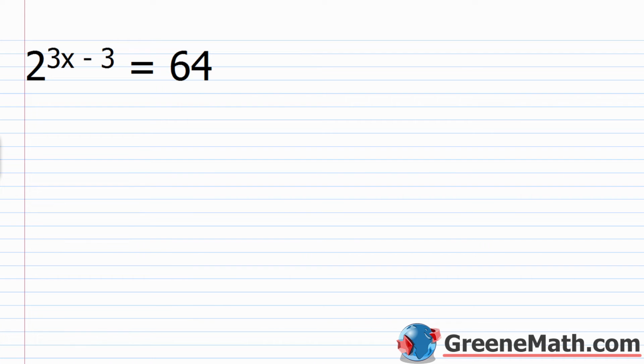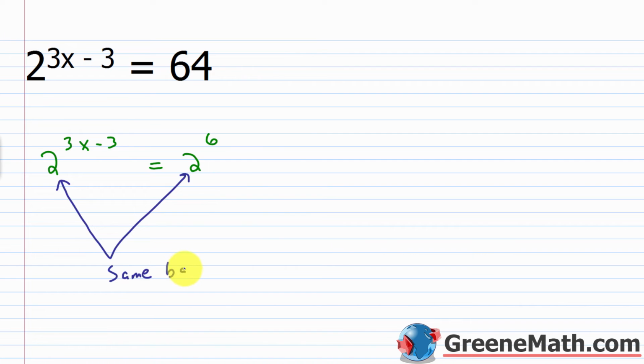With the first one, we have 2 raised to the power of 3x minus 3, which is equal to 64. So the first thing you would do is think about, okay, 64 is 2 to what power, right? You want to express these as the same base. Well, you know it's 2 to the 6th power. So I would rewrite this and say 2 to the power of 3x minus 3 is equal to 2 to the 6th power. So now what do I have? I have the same base.